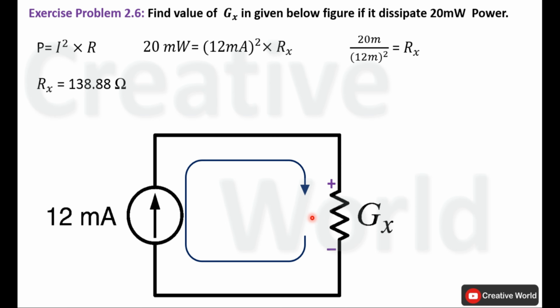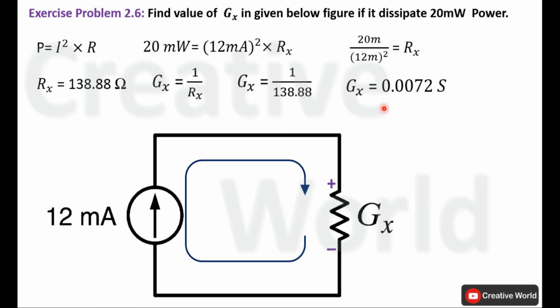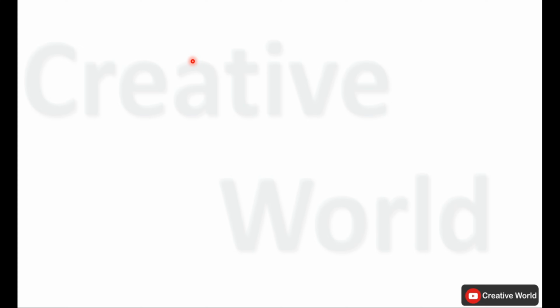Now we can calculate its conductance. We know that the conductance of any material is inversely proportional to the resistance of that material. Gx is equal to 1 divided by Rx. Place the value of Rx inside this equation and solve it to calculate the value of Gx, that is 0.0072 Siemens, and it can be written as 7.2 millisiemens. Move towards the next problem 2.7.